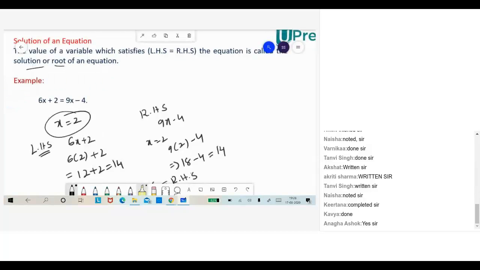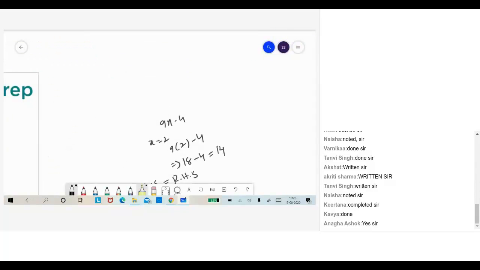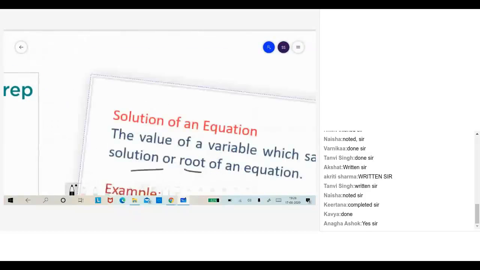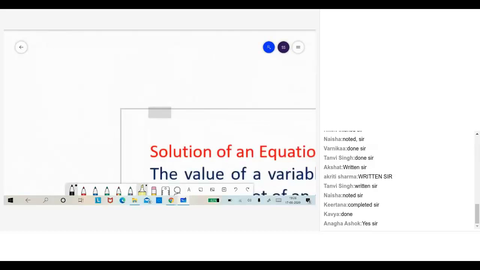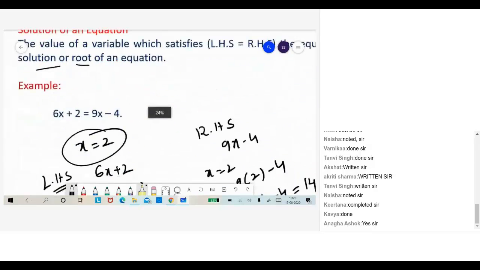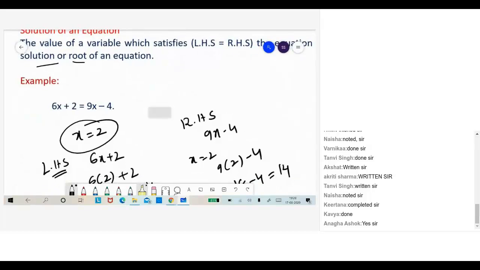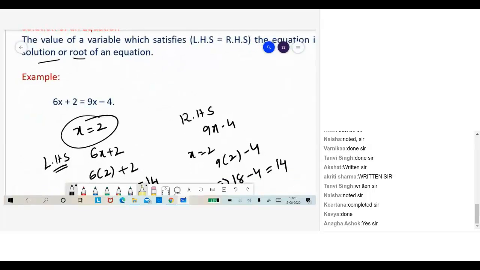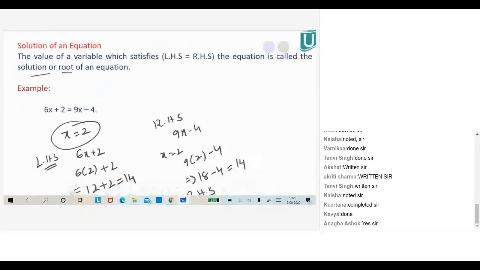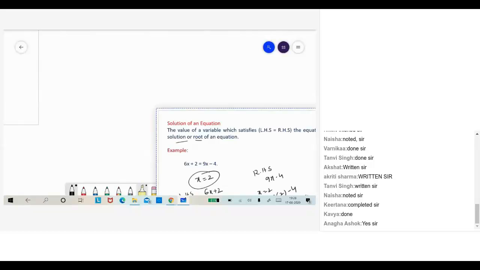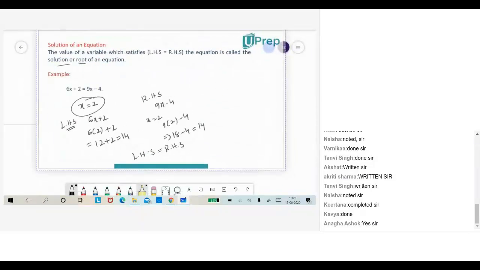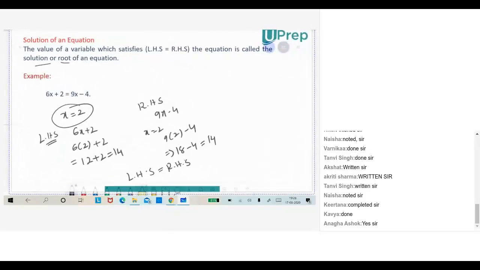So what you need to understand here is how to define the solution or root of an equation. The solution or root of an equation is nothing but the value of the variable which satisfies that particular equation. Check this. Just a second, let me expand that. Okay, check this.